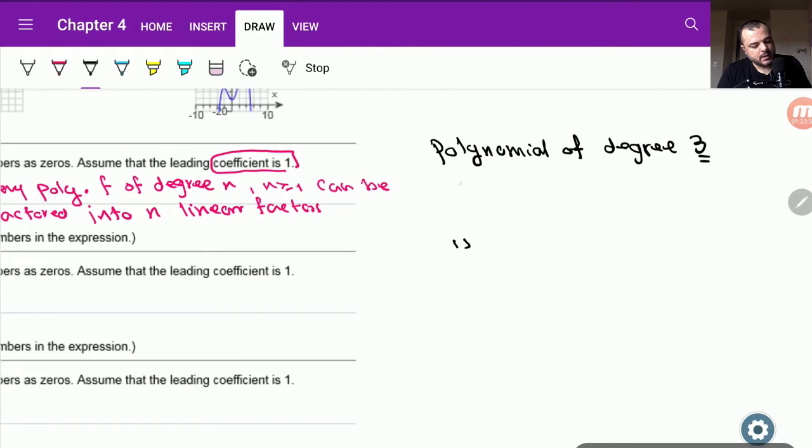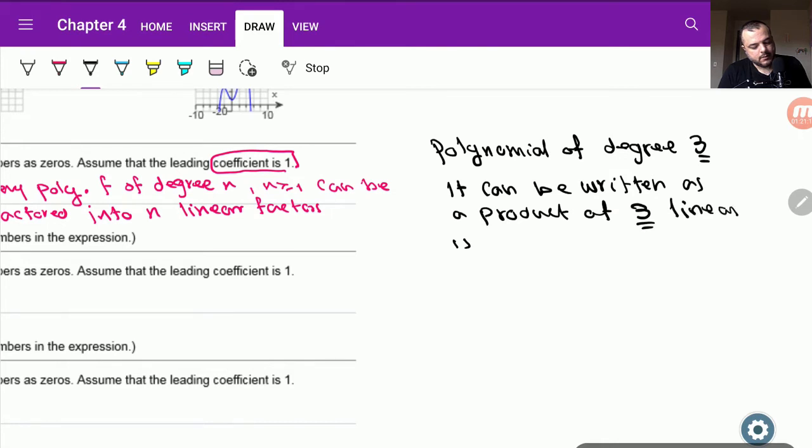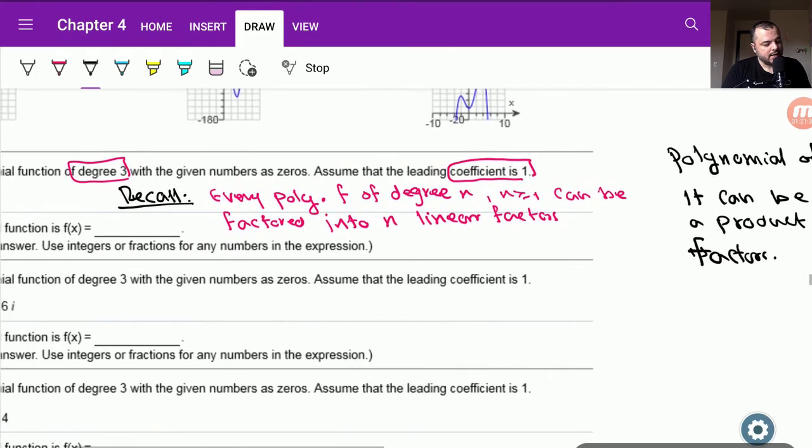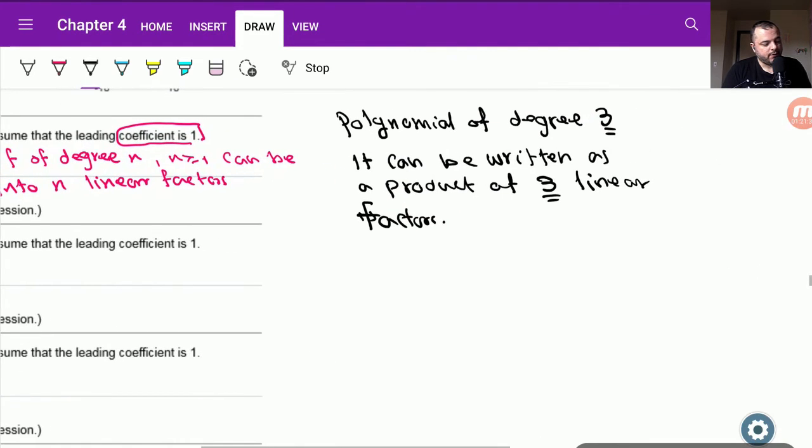So what does this mean? It can be written as a product of 3 linear factors. This is very nice. So you know how to start. The other thing is we are given the zeros. We know that this function has 3 zeros: -4, 5, and 6.